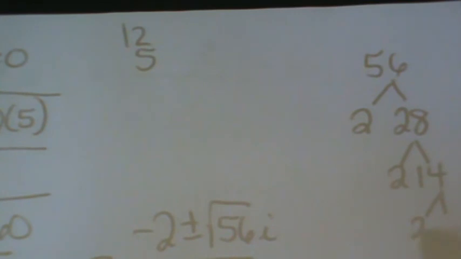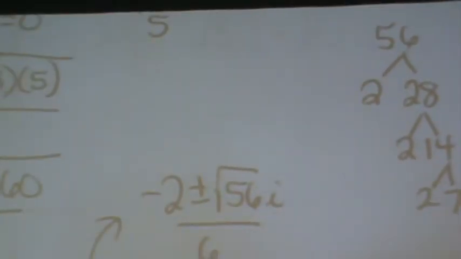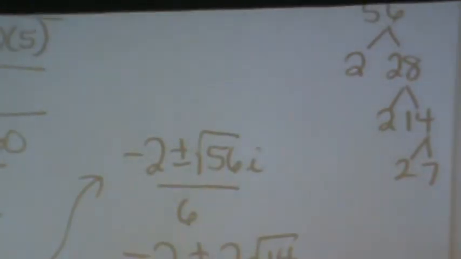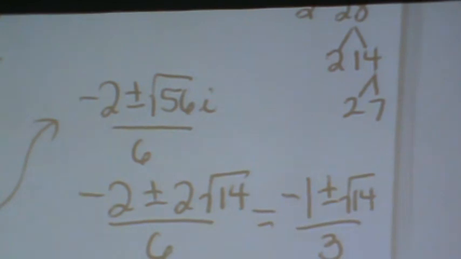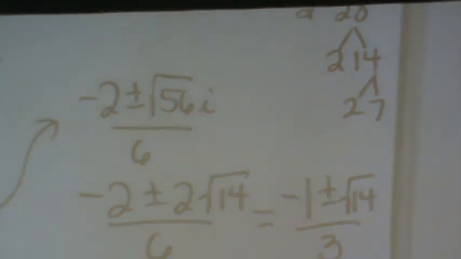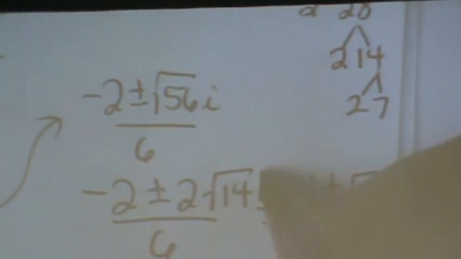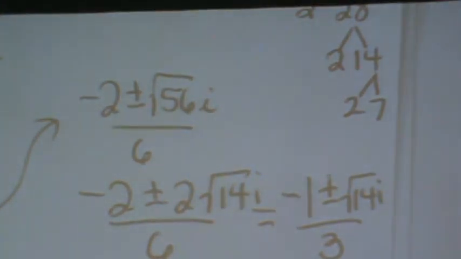How do you break 56 up? Here's 56. I know 2 goes into 56 how many times? 28, and 2 times 14, and 2 times 7. So root 56 is 2 root 14. And now, can you write this better, simplifying it? Negative 1 plus or minus root 14 over 3. That's your answer. You forgot the i. Oh, the i. Thank you.